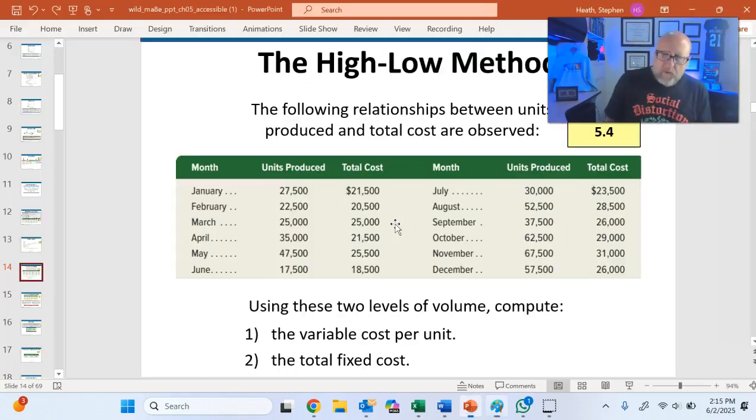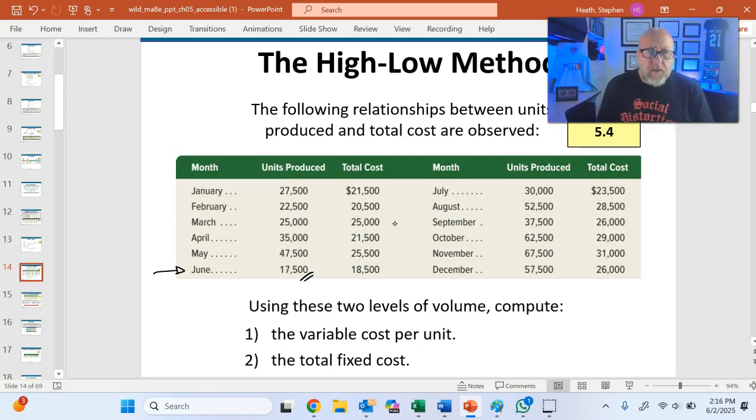So what I want to do is go back to my data and say, okay, what is the fewest number of units that I produced in one particular month? And I believe the fewest units I produced in one particular month looks to be June, right? So I have 17,500 units produced. That appears to be the lowest.